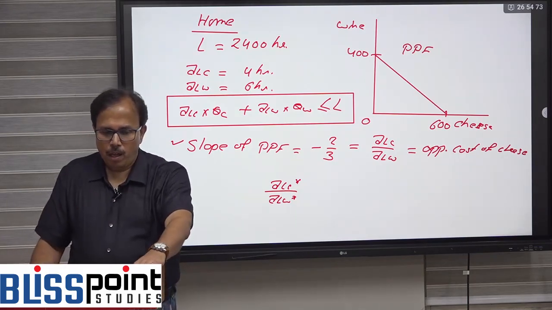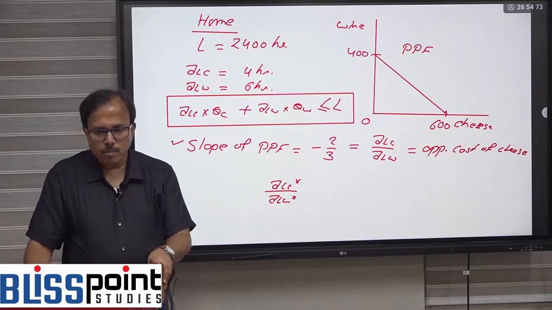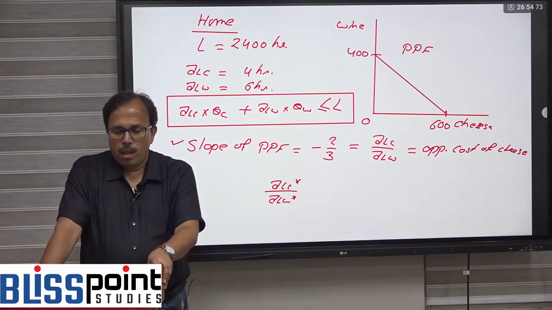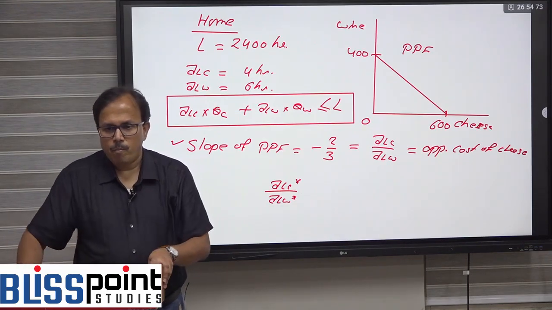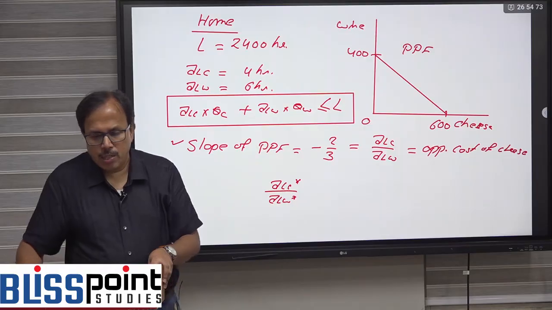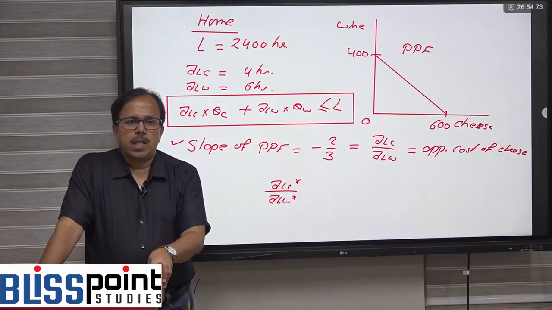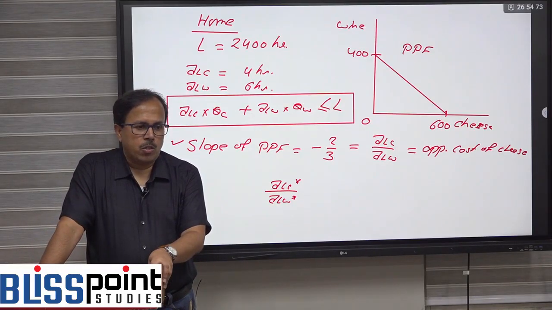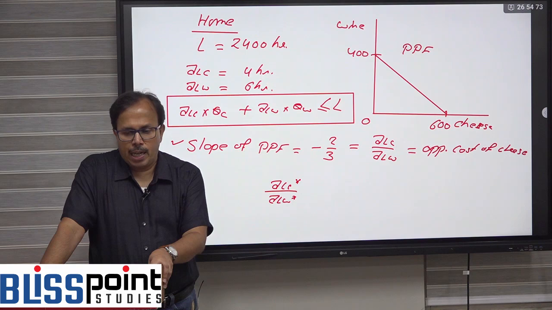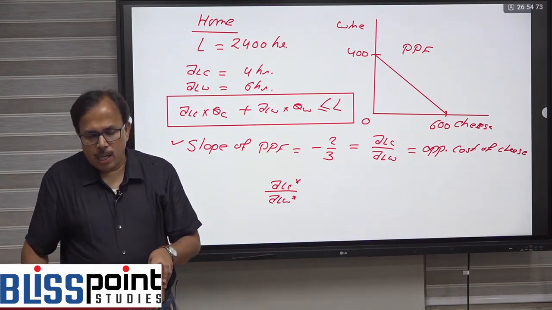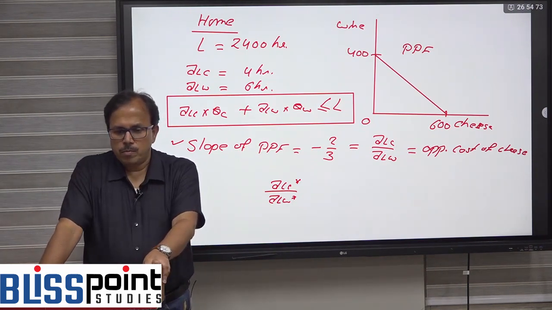Next paragraph. In this model, PPF is a straight line due to constant opportunity cost. Underline that. PPF is a straight line due to constant opportunity cost.